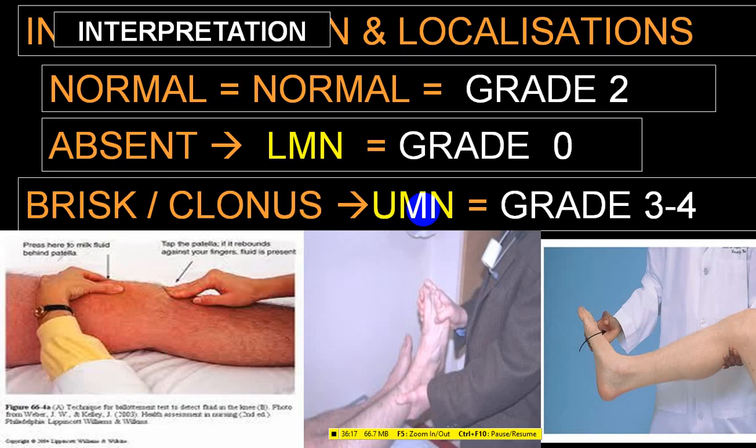Suppose you get the damage at the level of lumbar 2. So at the level of lumbar 2, it will be lower motor neuron. Above the lumbar 2 segment, reflexes will be normal. And below the level, you will have upper motor neuron type, what we call brisk reflexes.